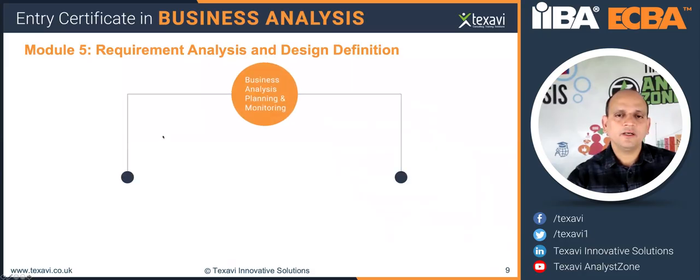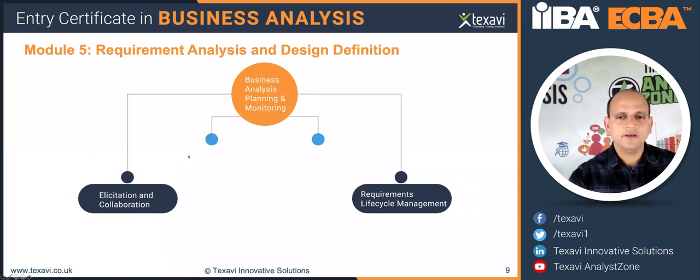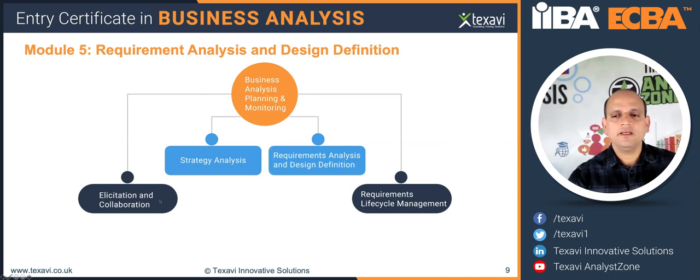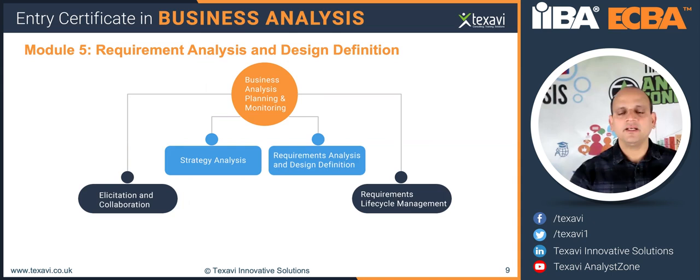In the context of the other knowledge areas, where does this fit in? So you look at this, we started off with business analysis planning and monitoring. We then moved on into elicitation and collaboration. And also from here, we looked at requirements lifecycle management, which was a third knowledge area. And then we started with the strategy analysis in terms of defining the vision and setting up a roadmap for where we want to go and how we can achieve that.